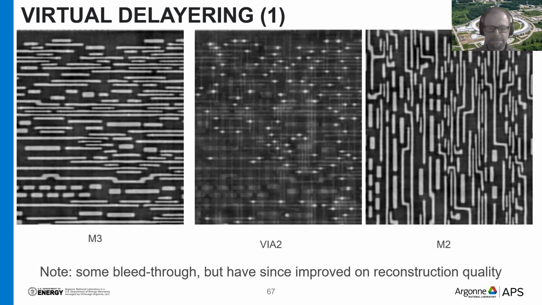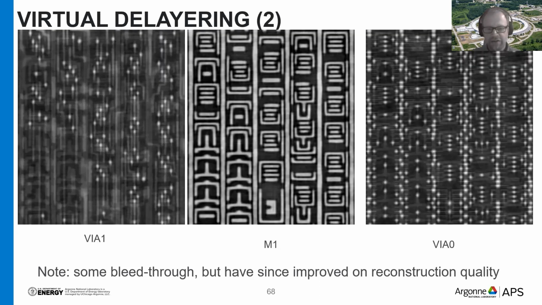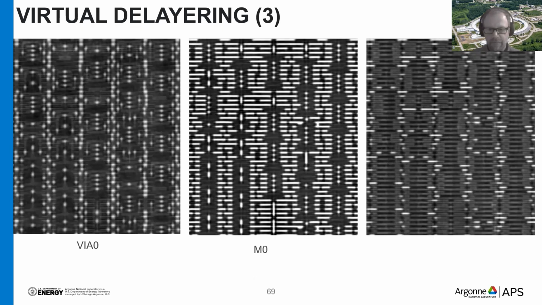Next slide, please. Just going down to more detail. Here you can see via 1, the M1 layer, and the via 0. And one more slide. And here you can see the bottom 3 layers. Next slide, please.